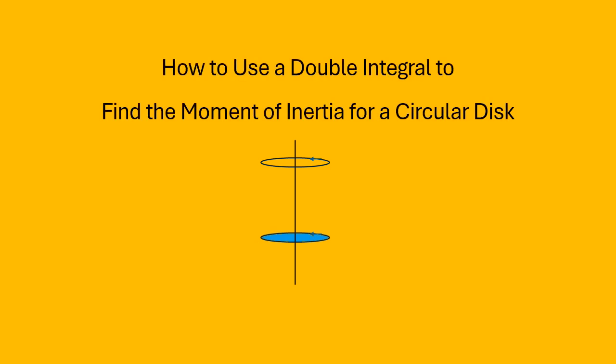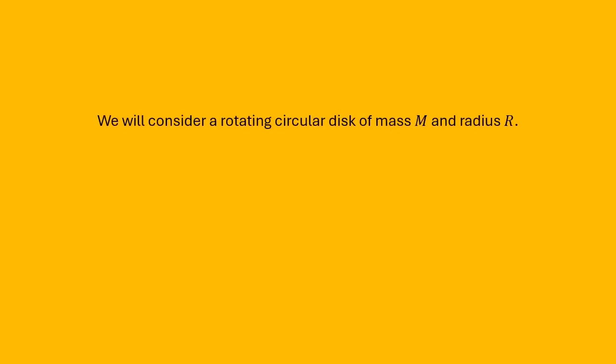Welcome to how to use a double integral to find the moment of inertia for a circular disk. We will be setting up this double integral in polar coordinates. We will consider a rotating circular disk of mass m and radius r. We will assume that this disk has a uniform mass density ρ, perhaps measured in grams per square centimeter.